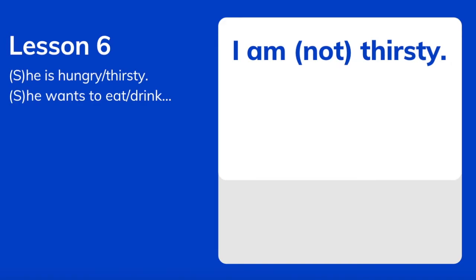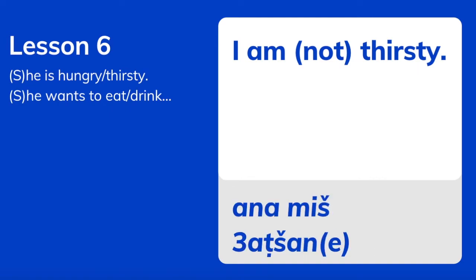Okay, let's do the same thing with the word thirsty. Pause the recording, give yourself a few seconds so that you can see if you can create all four of these sentences on your own. I am thirsty in the masculine is Anna Ratchan. I am not thirsty in the masculine is Anna Mish Ratchan. I am thirsty in the feminine singular is Anna Ratchane, and I am not thirsty in the feminine singular, Anna Mish Ratchane.